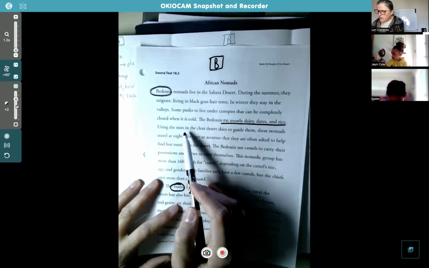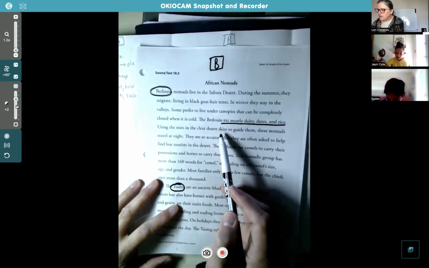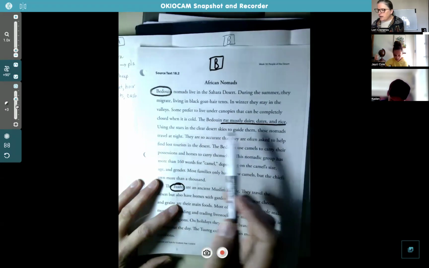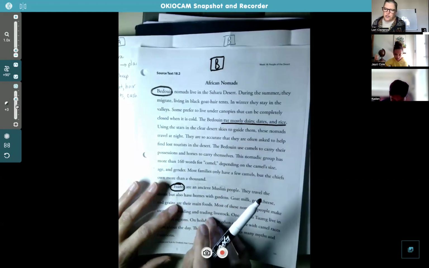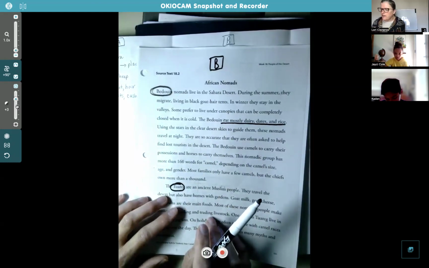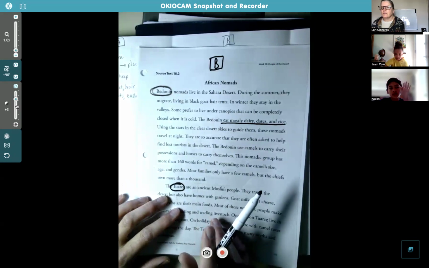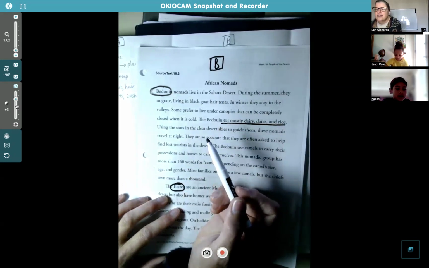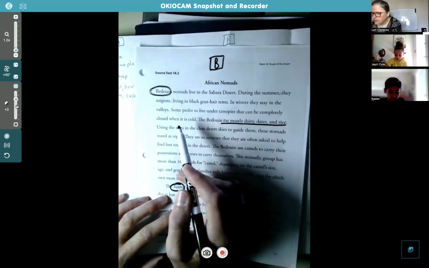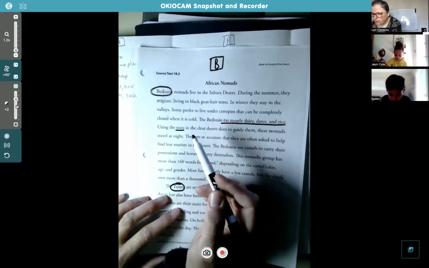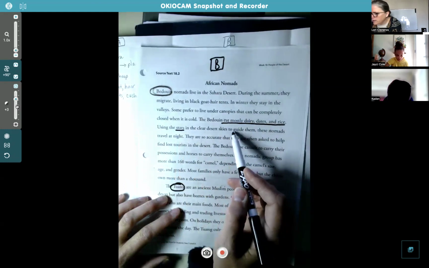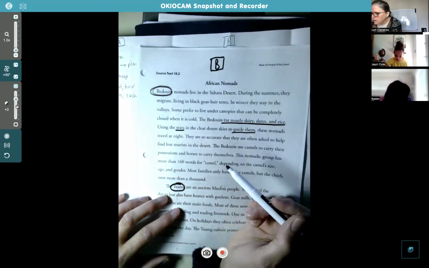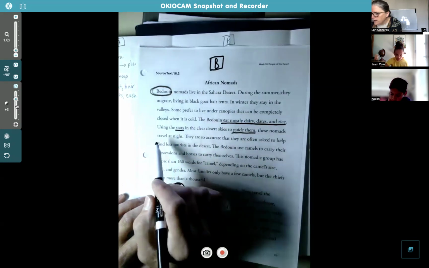Using the stars in the clear desert skies to guide them, these nomads travel at night. That's pretty interesting. Do you think you know why they would travel at night? Why would that be the time to travel? What do you think, Kaden? Not so hot. I agree. I think that's why. Let's underline stars because that's important. And then I'm going to underline guide them. And then I'm going to underline travel at night.